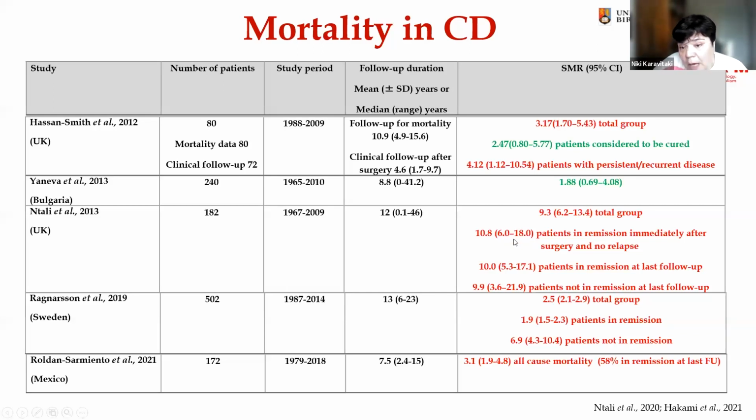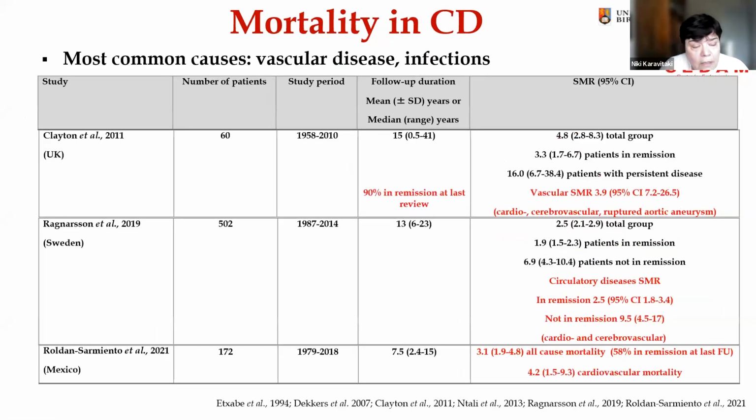When I was in Oxford, we had published a study from the data there, and we showed really high standardized mortality ratios, even in patients in remission. Same was from a beautiful study from Sweden a couple of years ago. So unfortunately, even in patients who are in remission, we will see high mortality. And if we look particularly at cardiovascular mortality, again, this features highly in these patients. And even in patients who are in remission, the cardiovascular mortality is high.